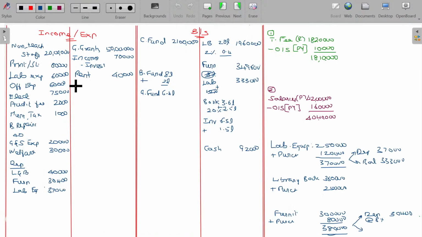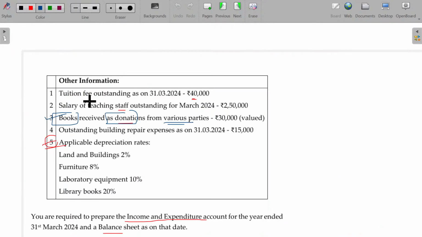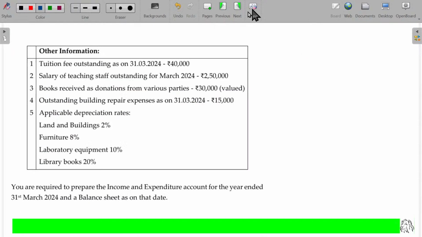So I'll incorporate the third one here. In income, donation by way of books. How much is that? 30,000. So we have completed third one and fifth one.